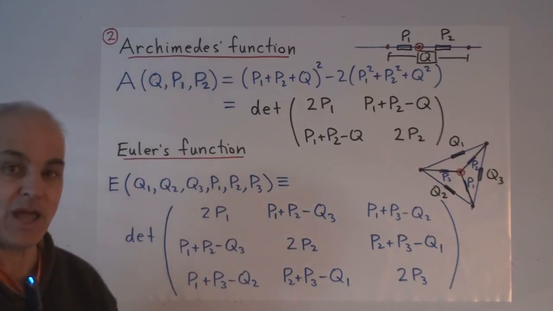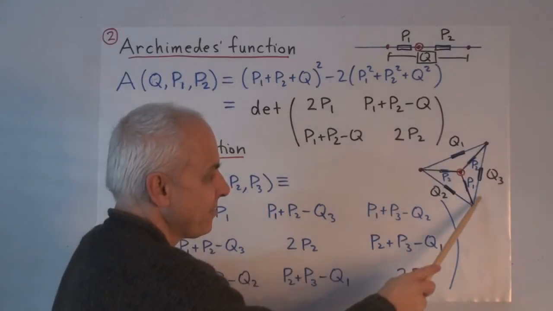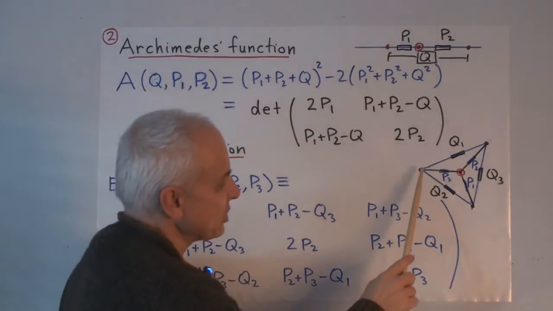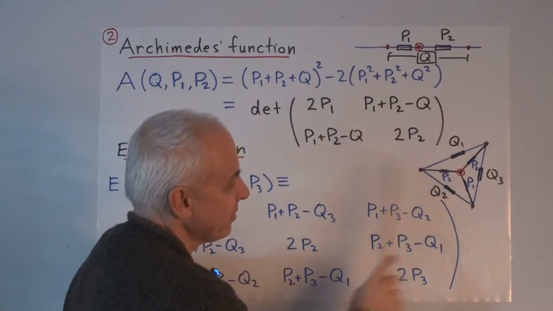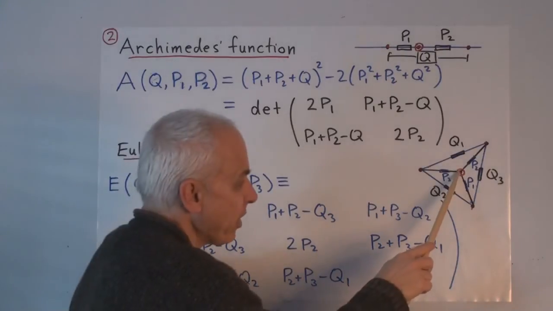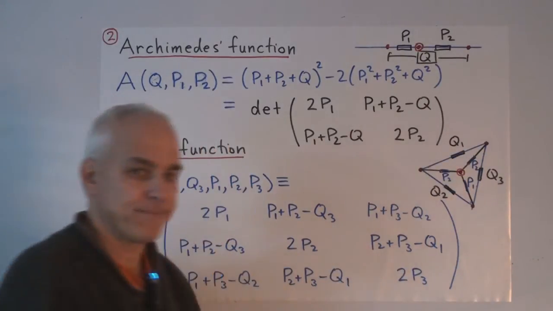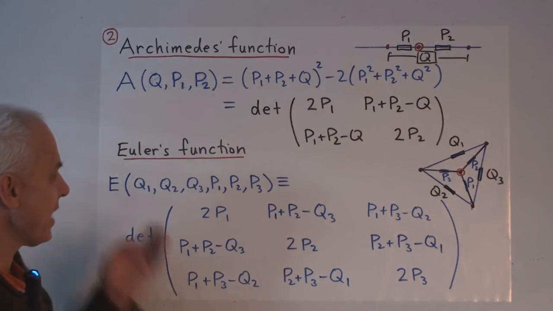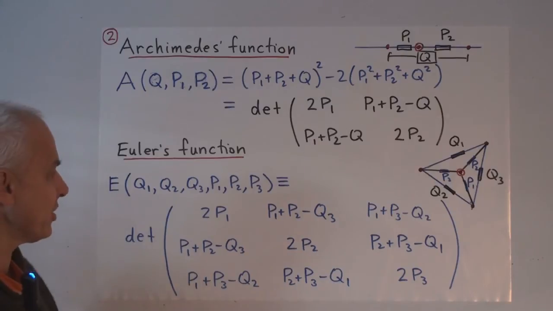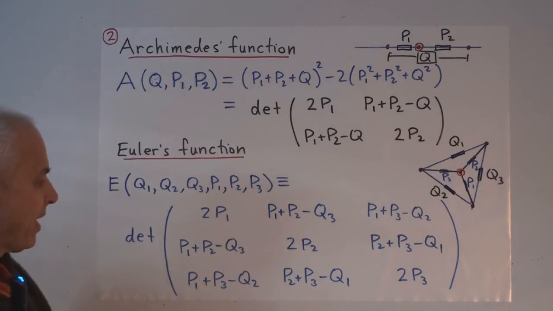Now, the three-dimensional analog of that. Now we have 4 points in the plane, forming 6 quadrances. And we're going to arrange things so that there's a triangle with quadrances Q1, Q2, Q3. And our fourth point makes additional quadrances P1, P2, and P3. And now there's an expression or a formula that we'll call Euler's function. So it's a function of these 6 quadrances. And here it is right here.